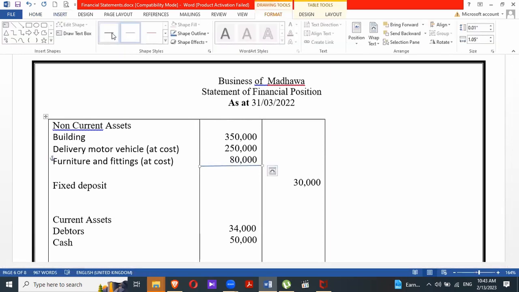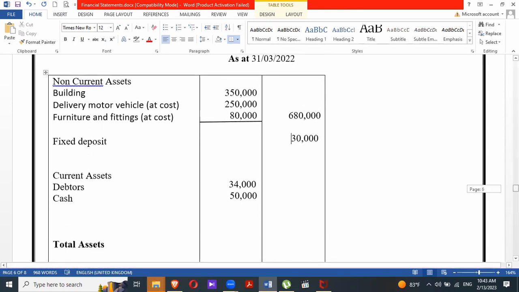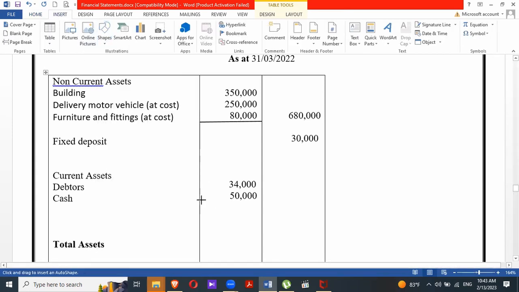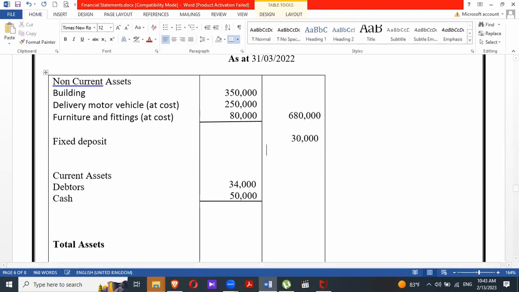Simple. Here, now the total of 350, 250, 680,000. Right? Now another one, intangible asset also here. We have separately mentioned that 30,000. Now keep that total separately and we'll take the current asset, total of the current asset also. Total of the current assets like this. 34,000, 50,000, altogether 84,000.